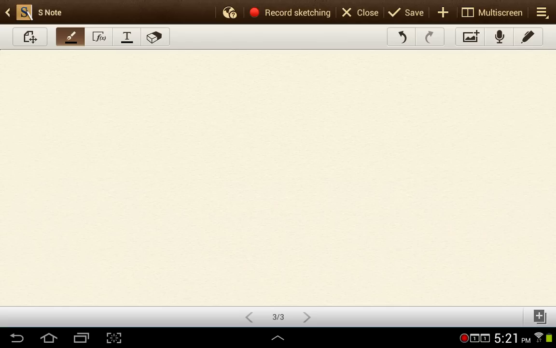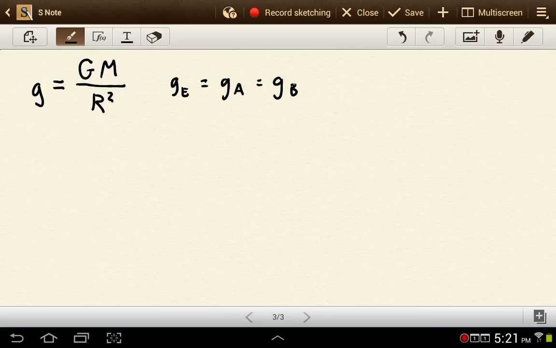So we start, in general, by recalling from the previous problem that little g on the surface is going to be big G times the mass of whatever you're standing on divided by the square of the radius of whatever you're standing on. And this is the same for Earth and for the asteroid and for Bespin. So g for the Earth equals g for the asteroid equals g for Bespin. Okay, so let's see where we can go with this.